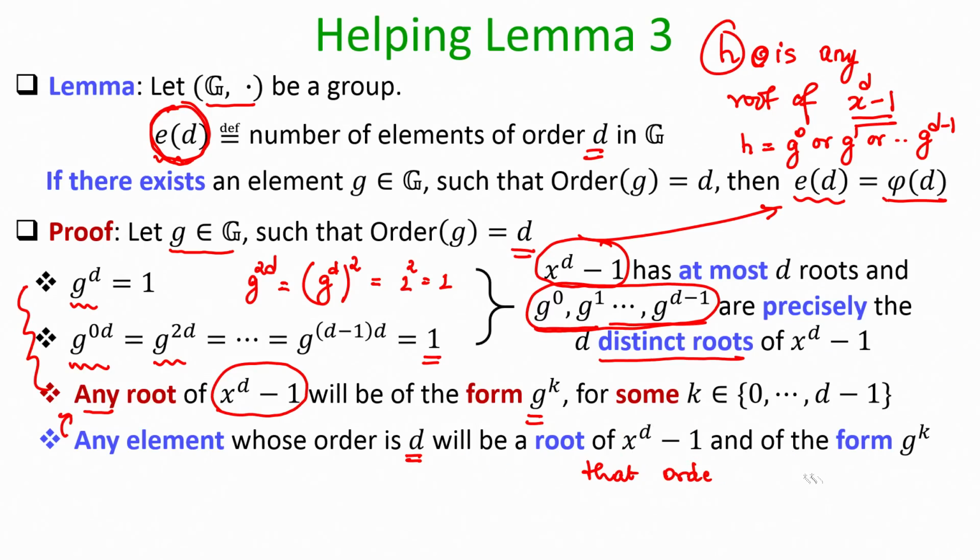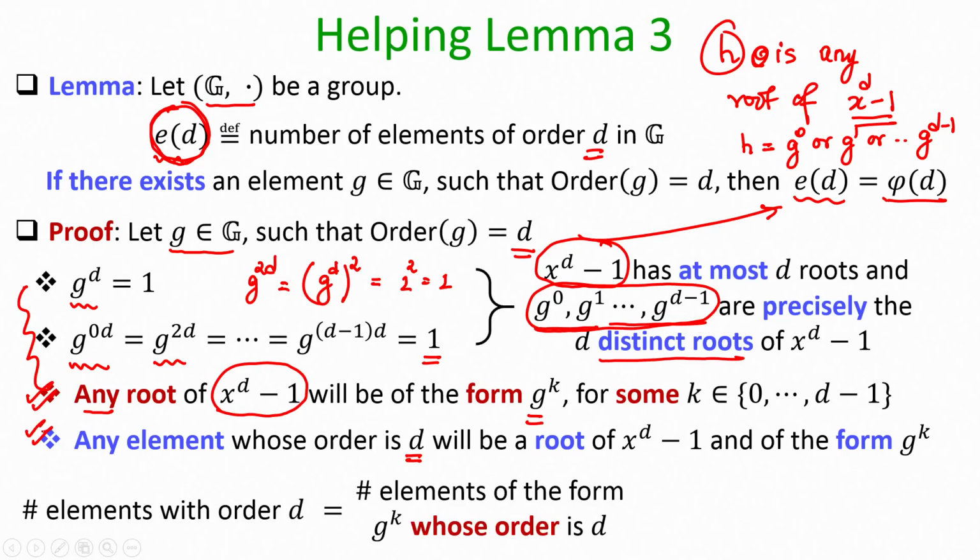So, tying these two properties together, I can come to the following conclusion. If your goal is to find the various elements whose order is d, then it is equivalent to finding the various elements of the form g^k whose order is d, because any element whose order is d will be a root of the polynomial x^d minus 1, and if it is a root of this polynomial, it will be of the form g^k.